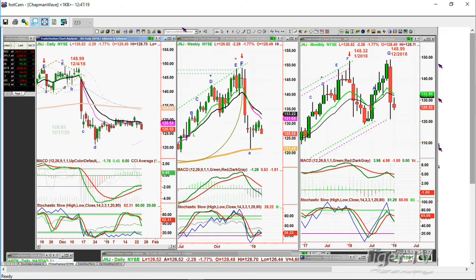J&J, ugly chart. A, B, C minus, arch formation. Made its all-time high at 148.99. Beautiful cup formation failure pattern. Wow.